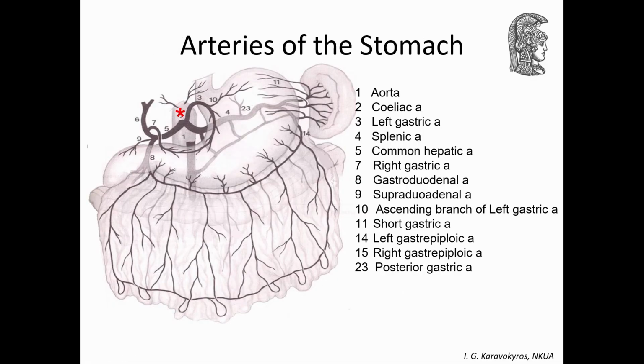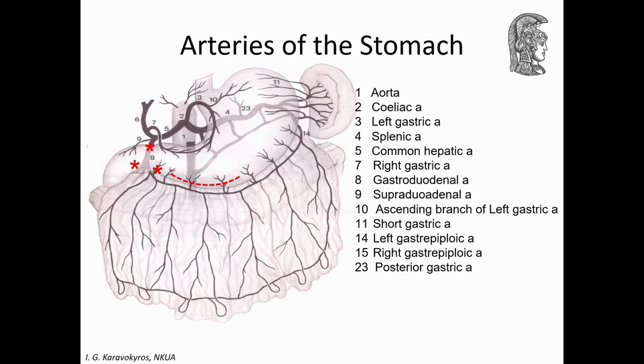The stomach is supplied by the celiac artery. This gives three branches, the left gastric artery coursing along the lesser curvature. The second branch is the common hepatic artery, from which the gastroduodenal artery and the right gastric artery arise. The right gastric artery courses along the lesser curvature to meet the left gastric. Thus, an arterial arcade is created.